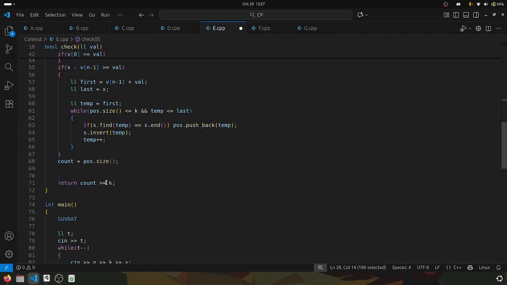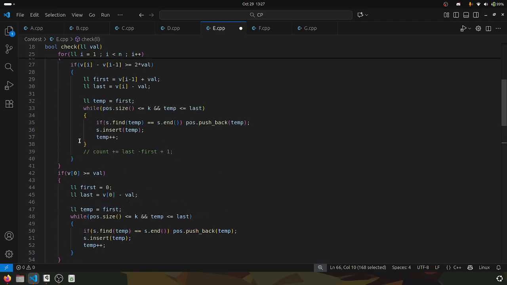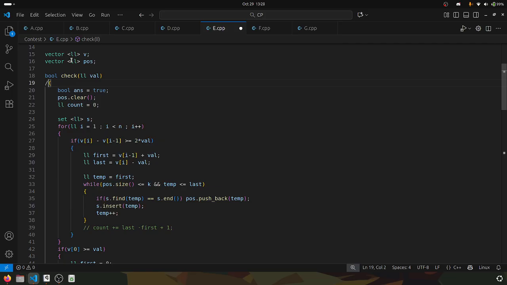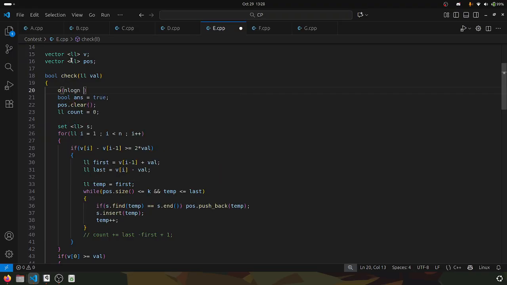So these while loops will run a maximum of k times only. All these while loops will run a maximum of k times, because pos size will not be going higher than k. So the overall time complexity would be O of n plus O of k, and log n complexities, O of k log n and O of n log n. So that this whole check function would be of around O of n log n plus k log n type of complexity.